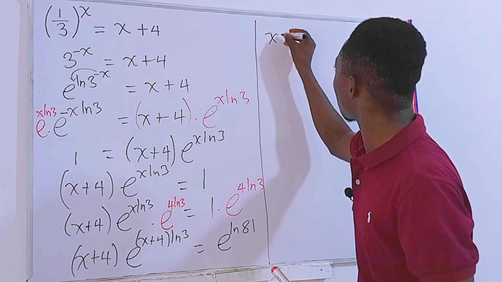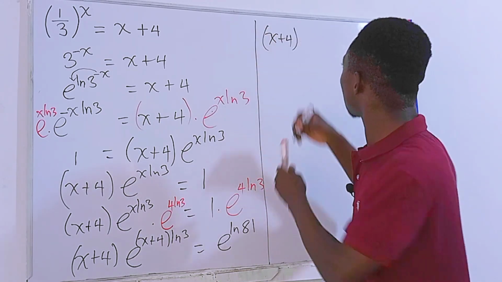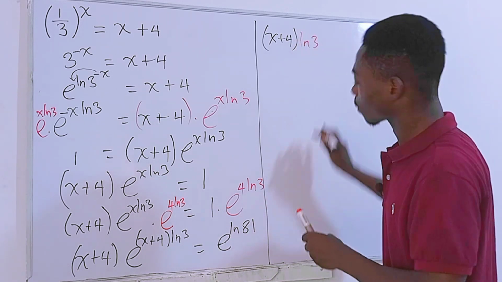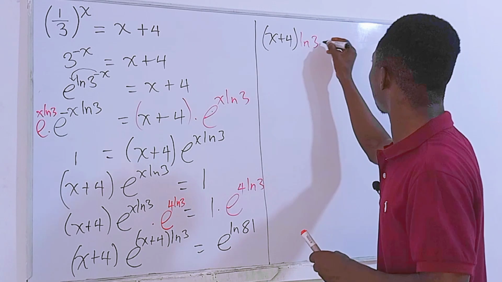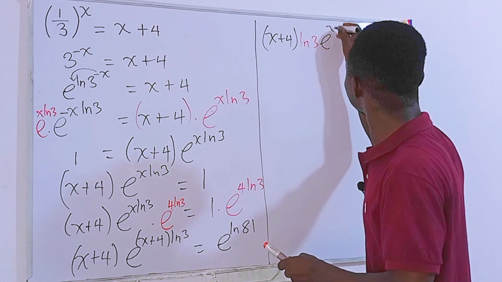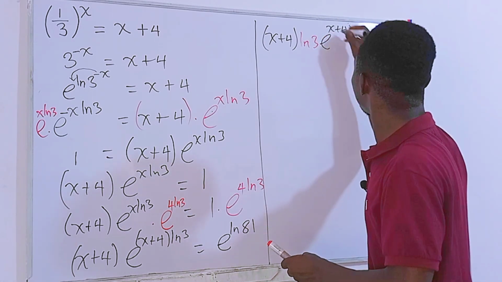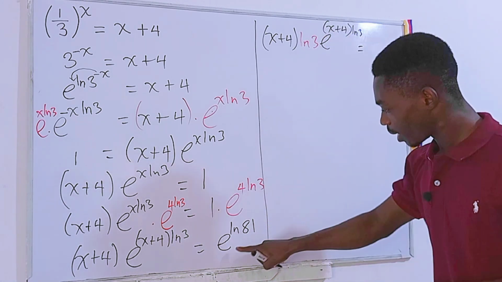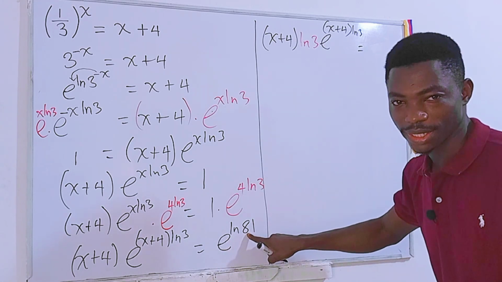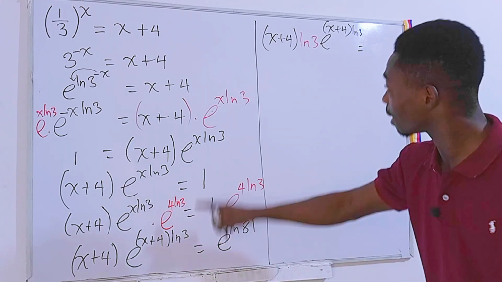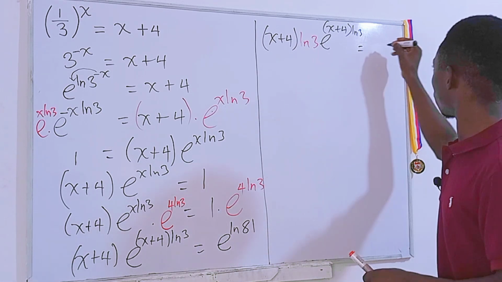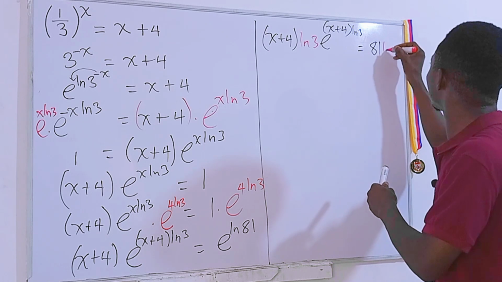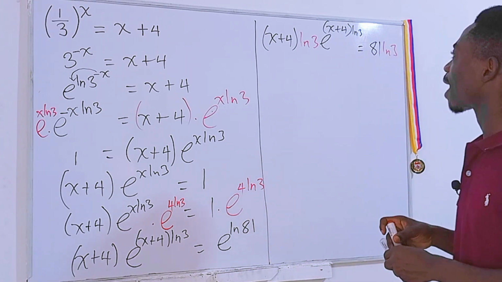That is x plus 4. Then I'm going to multiply this one by ln of 3. Then times this e right here, e to the power x plus 4 ln of 3. And this is equal to e to the power ln of 81, which is the same as 81, but remember we are multiplying each side by this right here. So we will have 81 ln of 3, just like that.